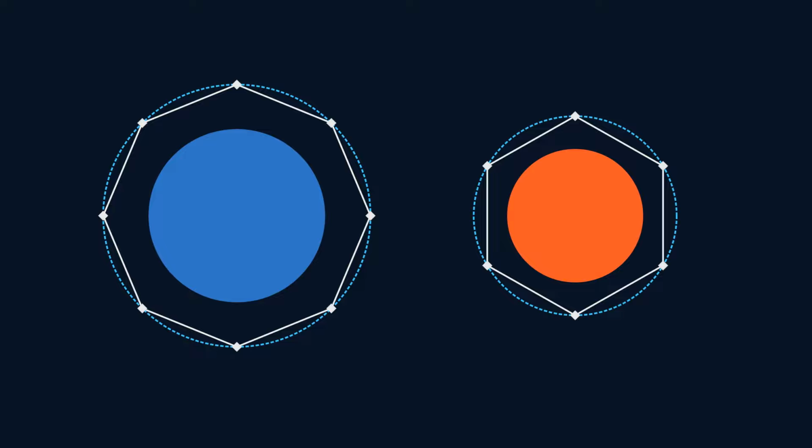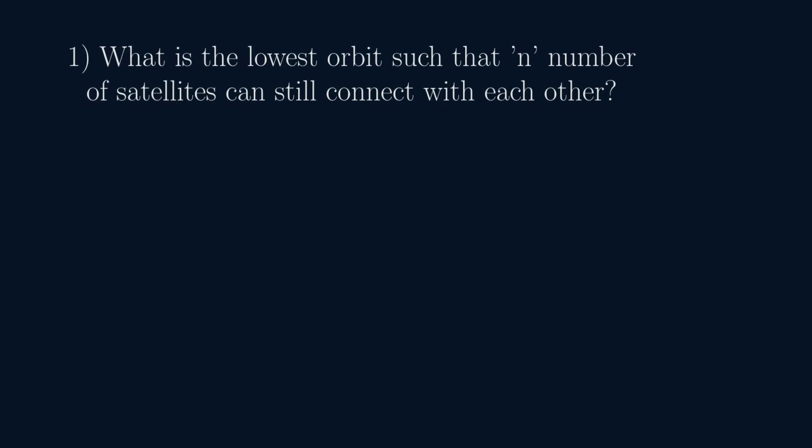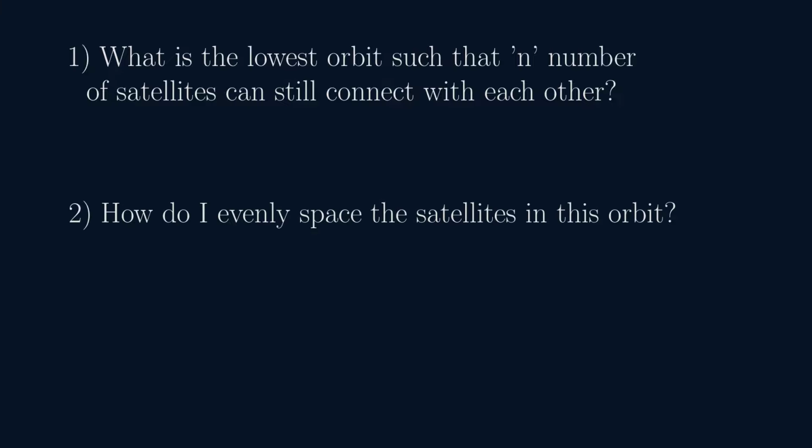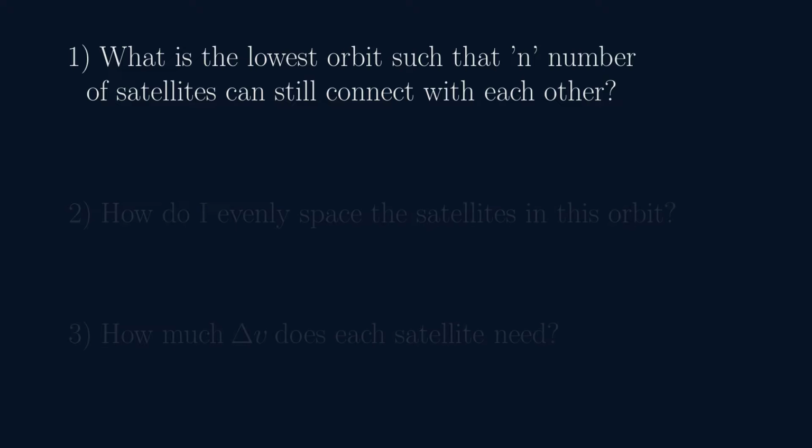So before we can build this network, though, we have 3 problems to solve. What is the lowest orbit I can put these satellites in so that they still can connect with each other? How do I evenly space the satellites in these orbits? And how much delta V does each satellite need? Now here's where we get to do some math. To make our lives easier, I want to find a general solution to this problem. In other words, I want a solution that will work for any number of satellites around any planet I may choose. Let's tackle the first part of the problem.